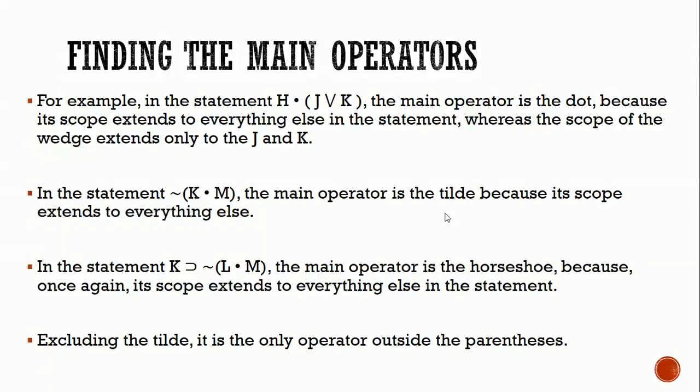else inside those parentheses. So in the statement, if K, then we have the negation of the conjunction of L and M. The main operator is the horseshoe because, once again, its scope extends to everything else in the statement. Take a look at that and see why the horseshoe, the conditional, is the main connective there. So excluding the tilde, it is the only operator outside of the parentheses.